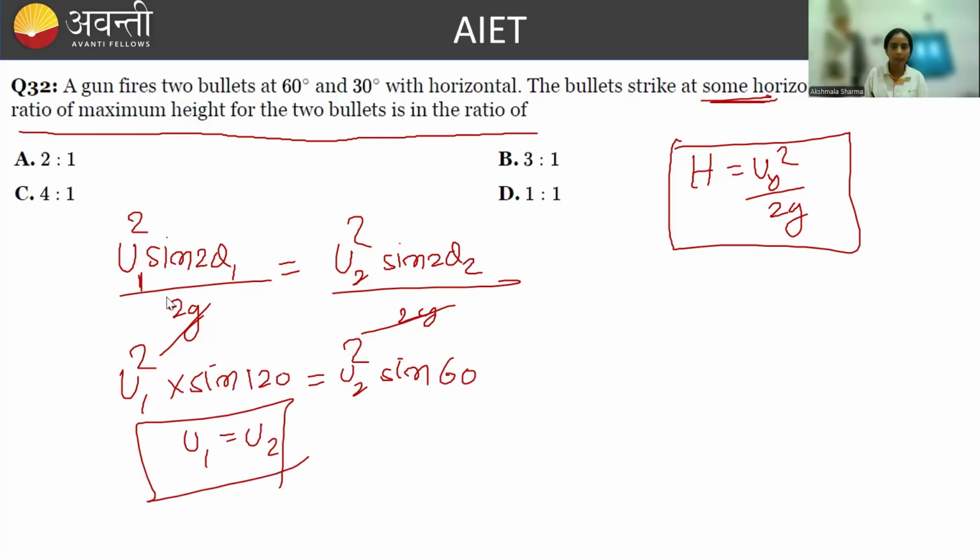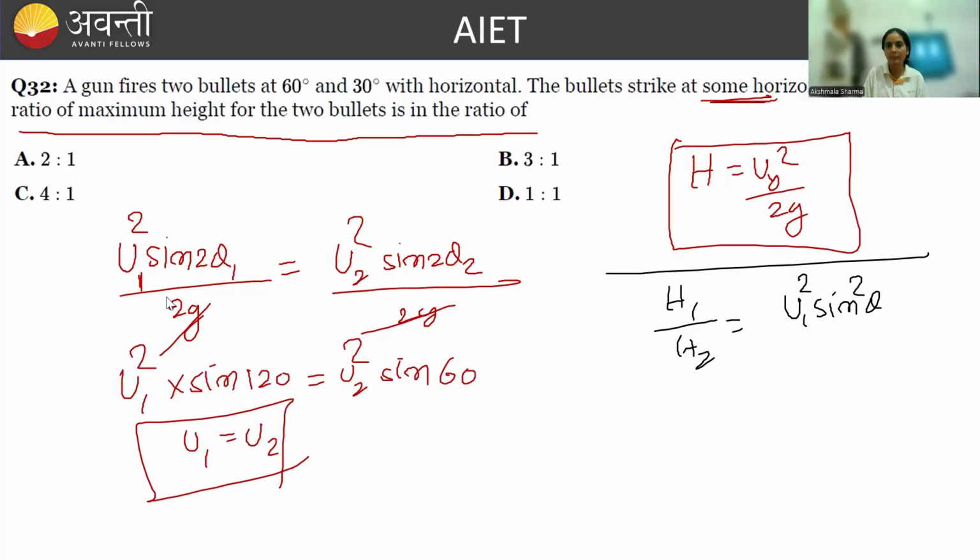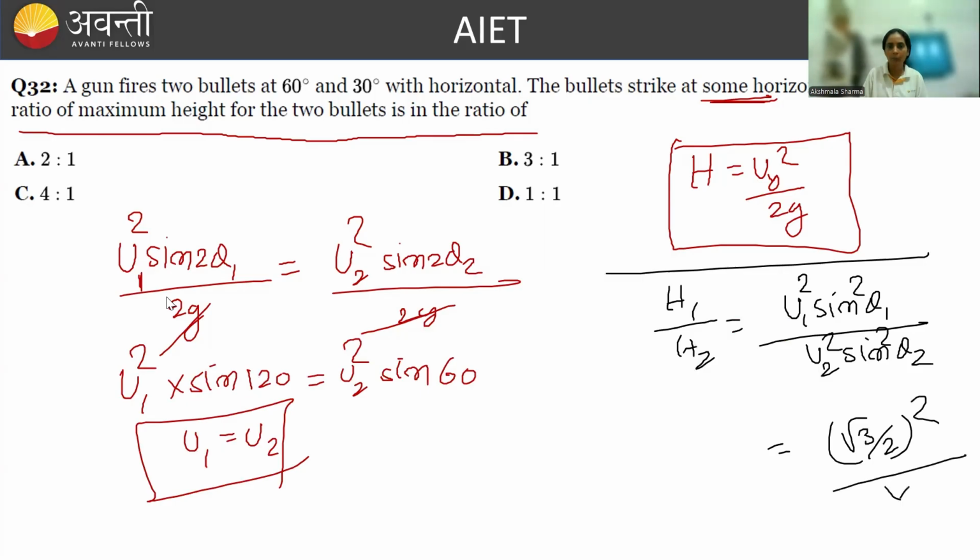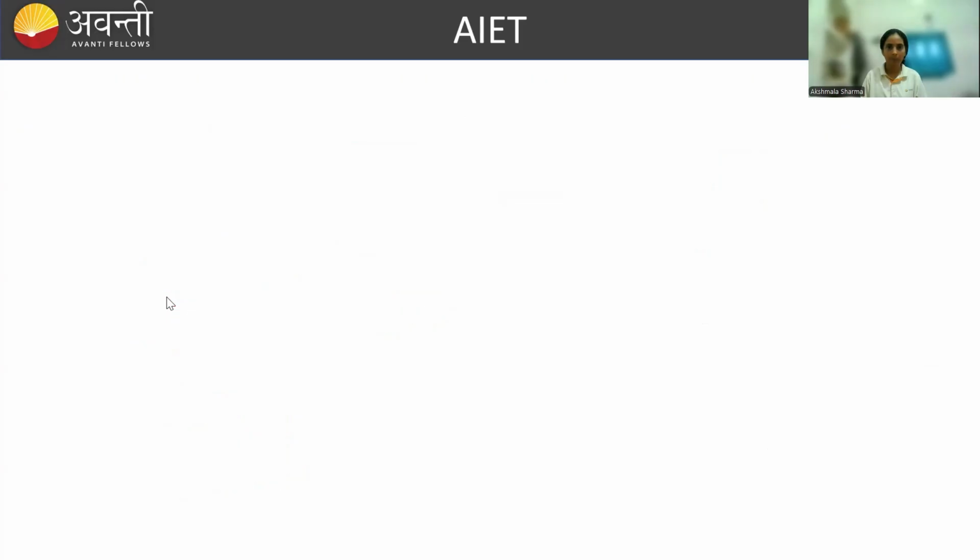Now let's calculate the things over here. We have to calculate the ratio of maximum height. So h1 by h2 will be equal to what? u1 square sine square theta 1 divided by u2 square sine square theta 2. So this is equal to sine 60, root 3 by 2 whole square, by 1 by 2 whole square. So this is 3:1. So the correct answer will be your B. Answer is B.